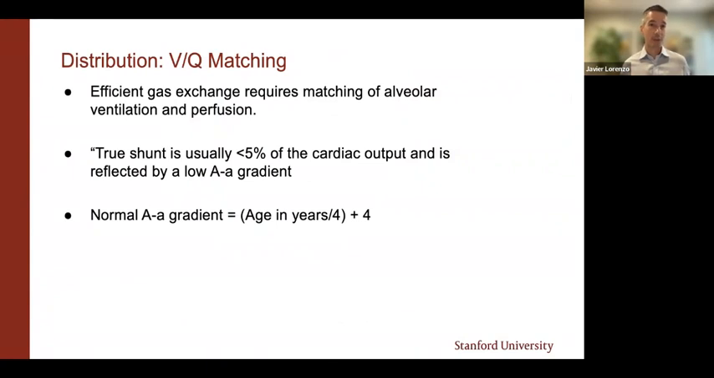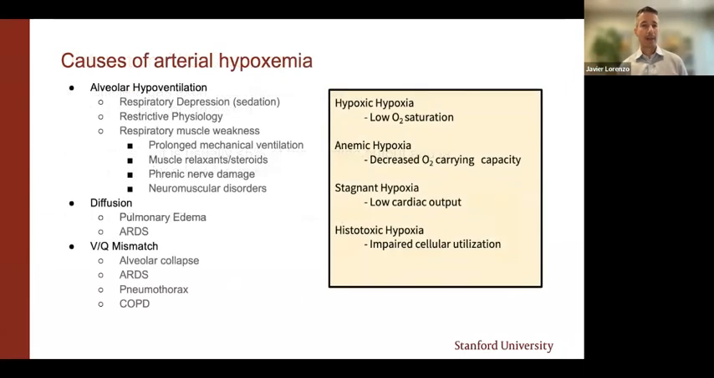You may have some natural VQ mismatch because we all have a little bit of true shunt, which we expect to be less than 5% of your cardiac output. We already talked about the bronchial veins. We talked about Thebesian veins. So we all have a little bit of a normal gradient, and we calculate that normal gradient with our age in years divided by 4 plus 4. So the older we get, the worse our expected AA gradient will get.